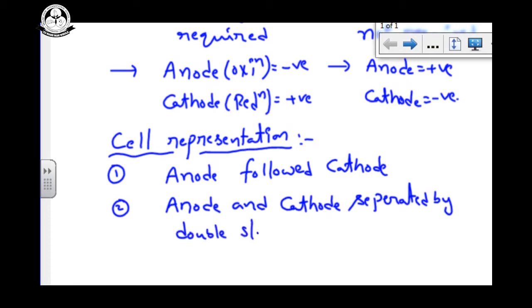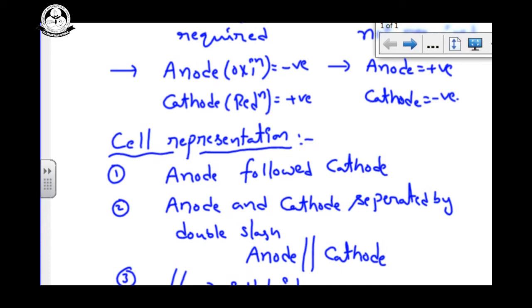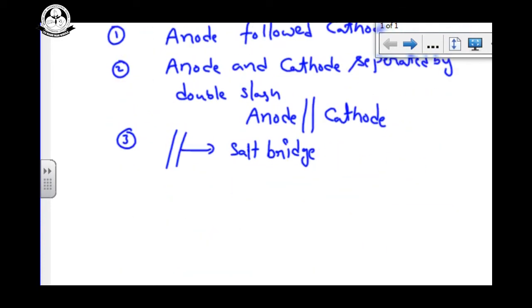Double slash means first we write the anode, and then the cathode. Third point is that the double slash represents the salt bridge. So the salt bridge can be represented by the double slash. And there is rule number 4.